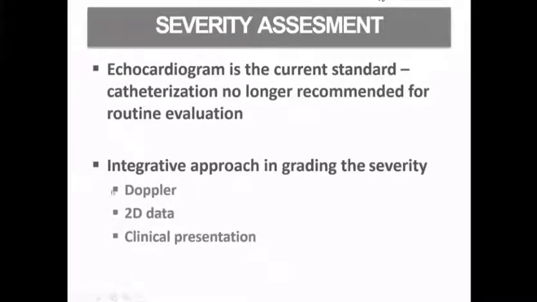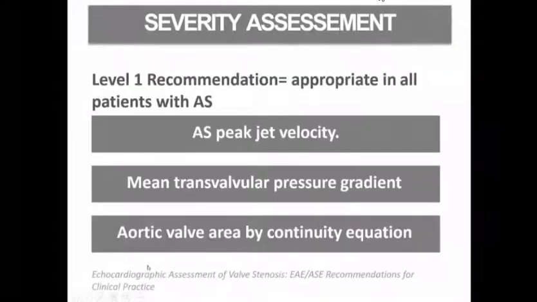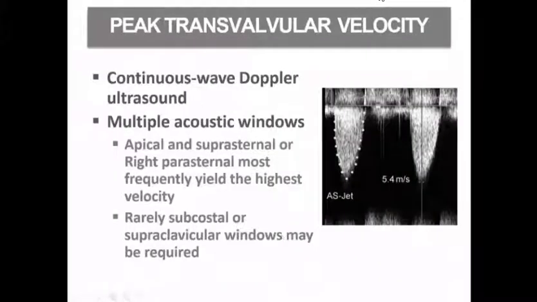I'm going to discuss only the Doppler and the 2D, as the previous speakers have already talked about the clinical presentation. So severity assessment, as per the level 1 recommendation, covers the peak jet velocity, mean transvalvular pressure gradient, and aortic valve area by the continuity equation. This was a class 1 recommendation.